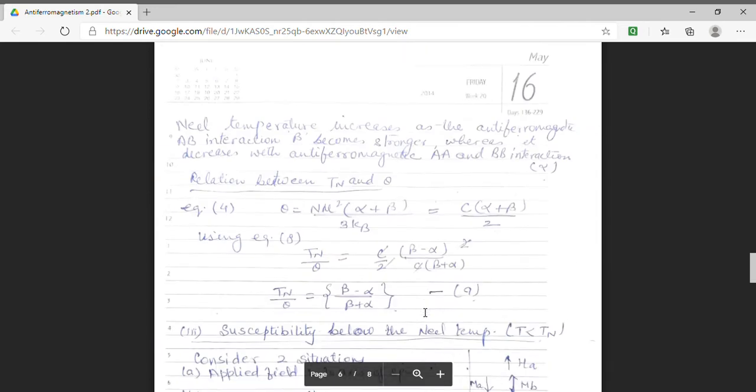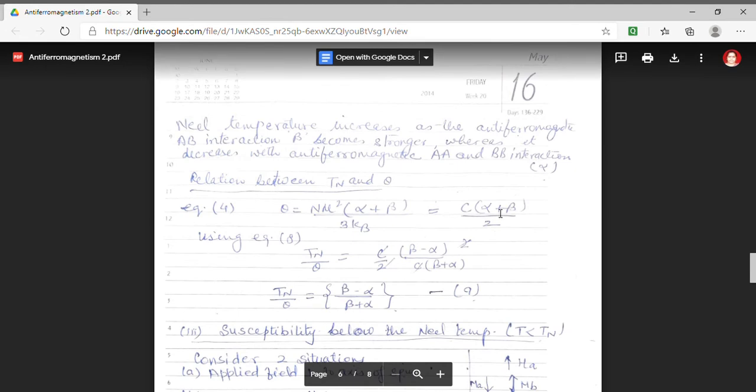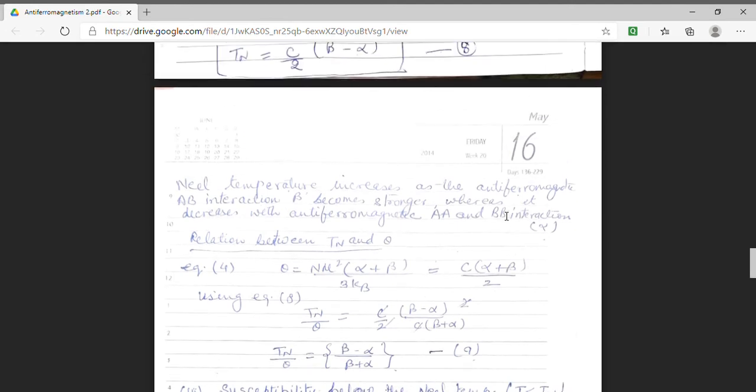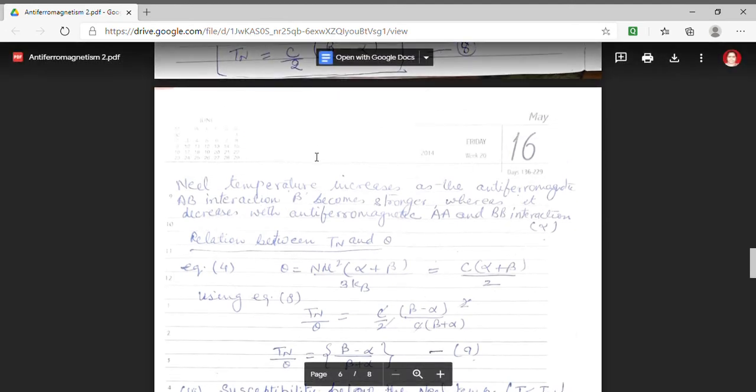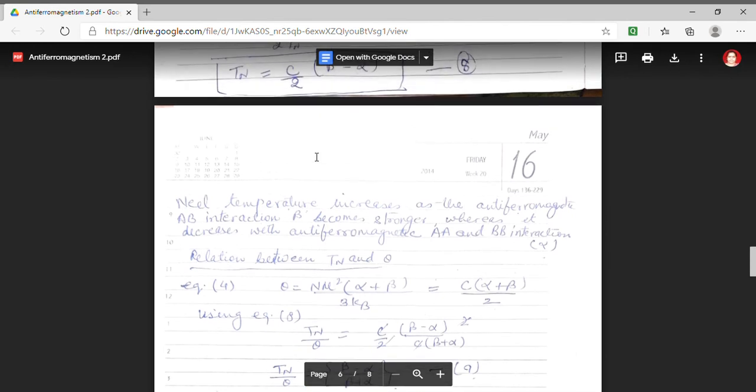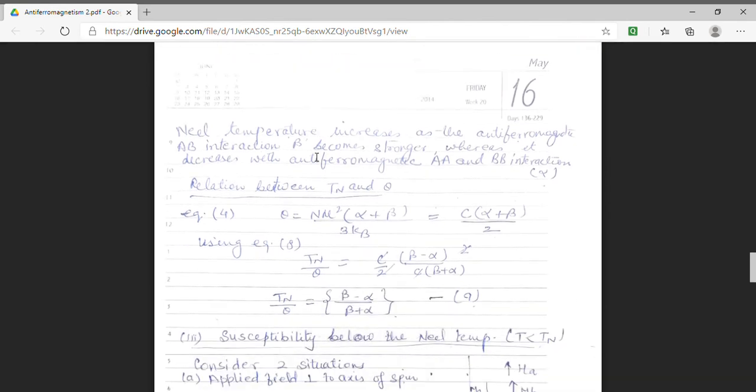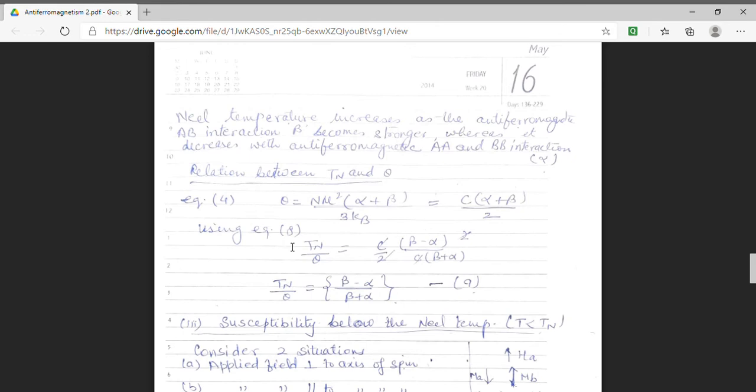Now using this theta equal to half C alpha plus beta, and my Tn is C by 2 beta minus alpha. I am dividing both expressions, and this is the relation between Tn and theta: the ratio of Tn to theta is equal to the ratio of beta minus alpha to beta plus alpha.